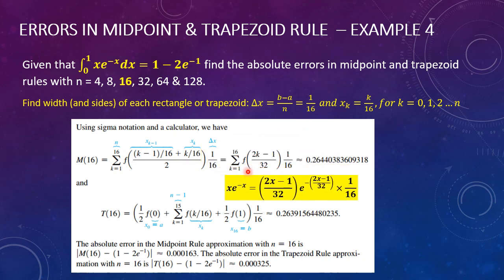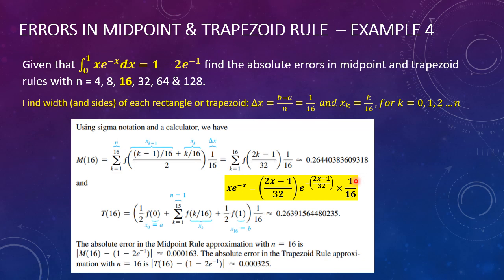And so it's going to look like this for the summation. You'd have sigma from k equals 1 to 16, and then you'd have this here, (2x minus 1) over 32, e to the, again, it's to the negative x, so negative (2x minus 1) over 32, times this multiplier of 1/16. Now you're probably going to have to put all of this in parentheses again. Play with it, but this will work.